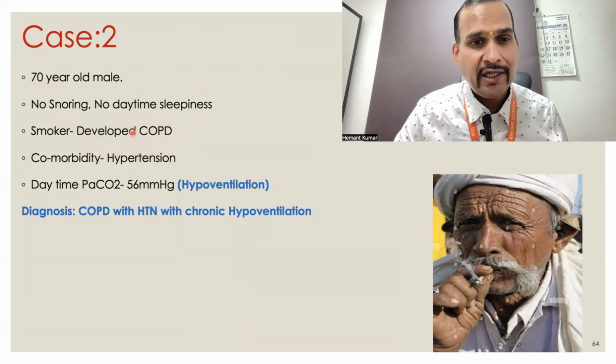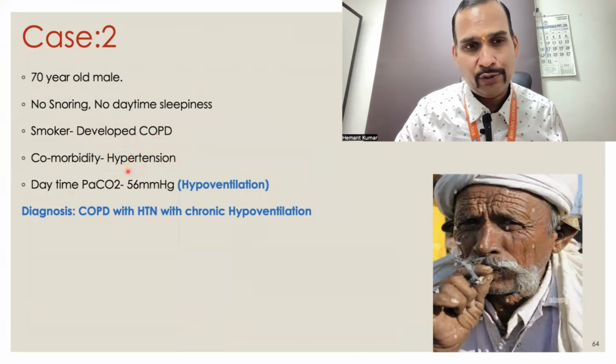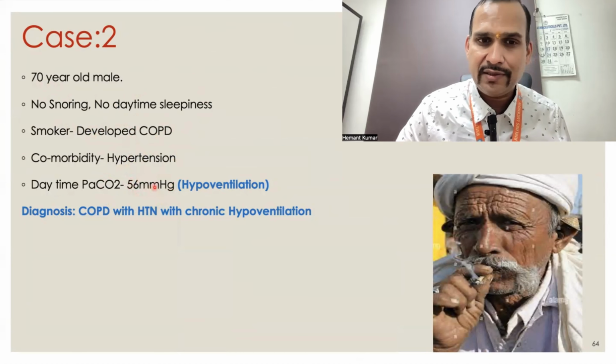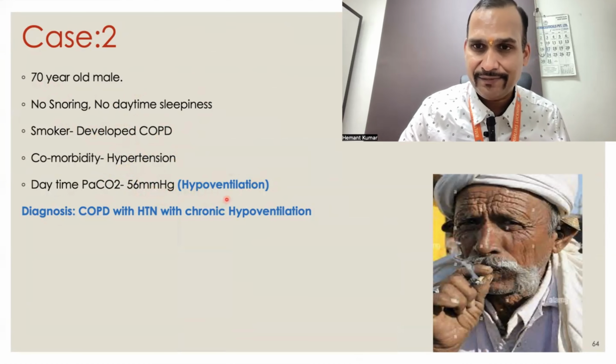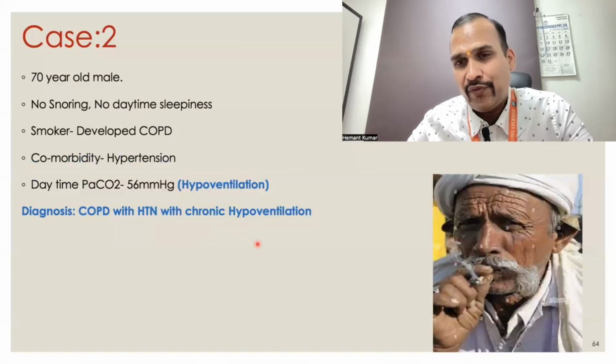and he developed COPD. Along with COPD, he was having hypertension also. When we did ABG, it was having PCO2 of 56. That is hypoventilation. So the diagnosis was COPD, hypertension with chronic hypoventilation.